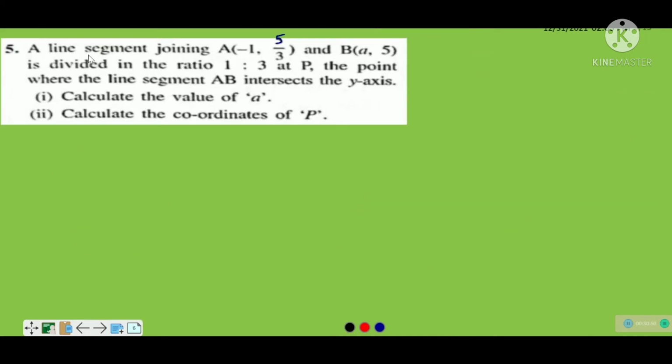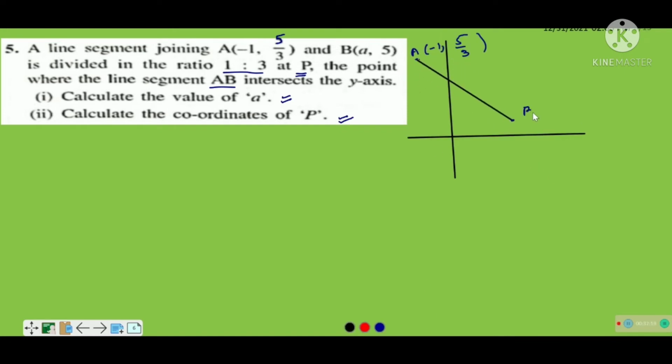Question number 5. A line segment joining A -1, 5 upon 3 and B A, 5 is divided in the ratio 1:3 at P. The point where the line segment AB intersects the y-axis, calculate the value of A. Calculate the coordinates of P. AB is the line segment and point P is the point which divides this line segment in the ratio 1:3. And P is situated on y-axis.